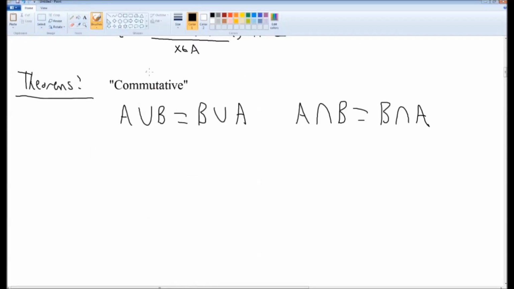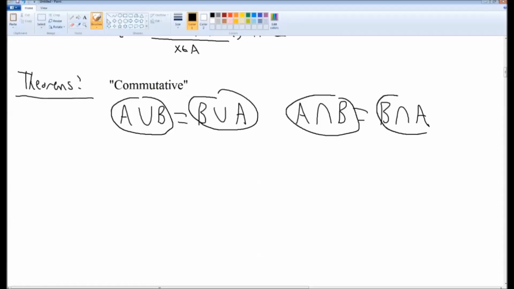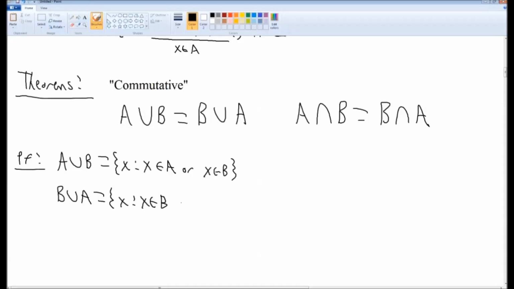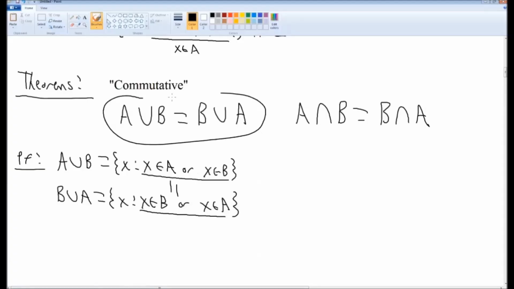Here are our next two theorems, which are called the commutative laws. Commutative just means you can switch the order and it stays the same. So let's prove these. Well, here's the thing. A union B is just the set of X for which X is in A or X is in B. But B union A, what's that? That's just the set of X for which X is in B or X is in A. And you know what? These two statements are logically equivalent. So therefore, these two sets have to be equal. So that proves this.